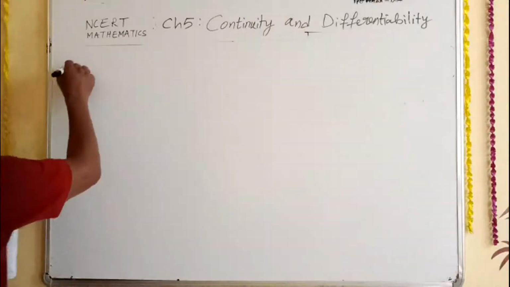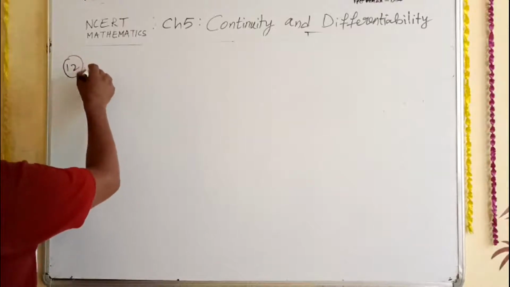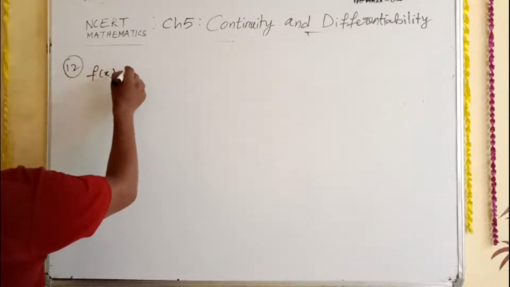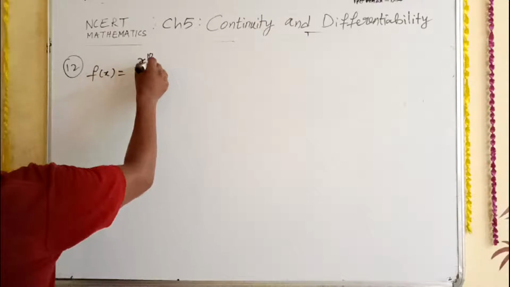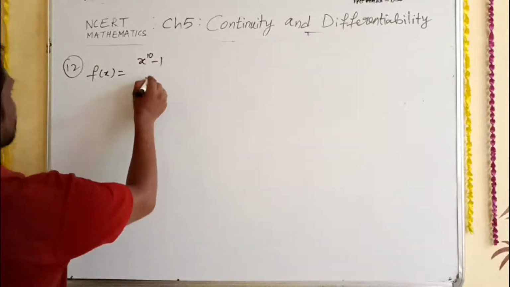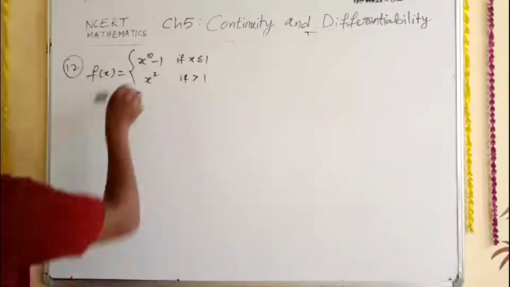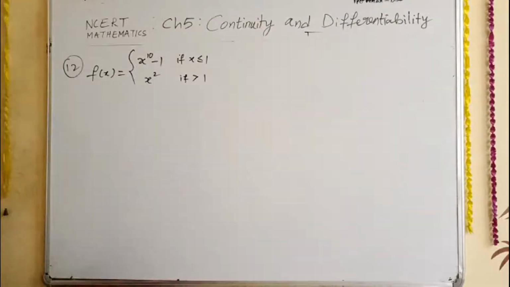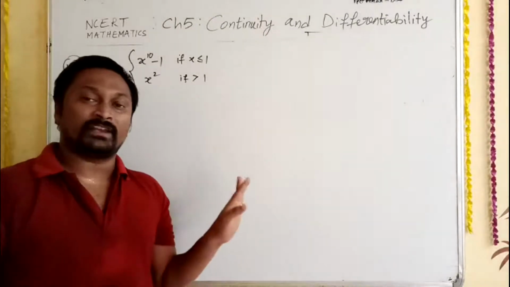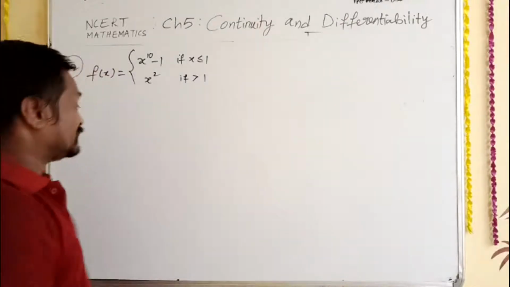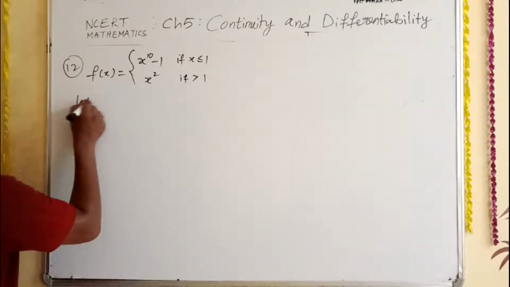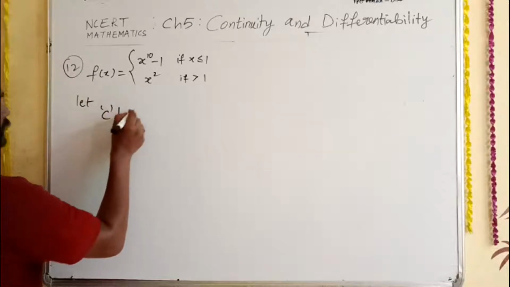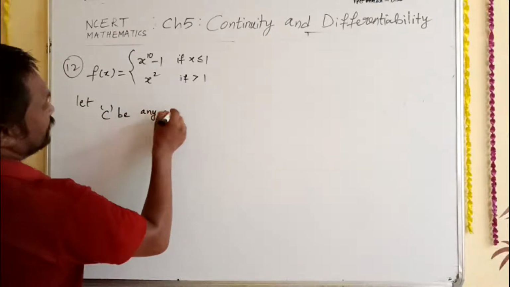So in problem number 12, f of x is equal to x to the power of 10 minus 1 x square. This is the function and we need to check the continuity. The procedure is very simple and the same for everything. So first, what we need: let c be any real number.